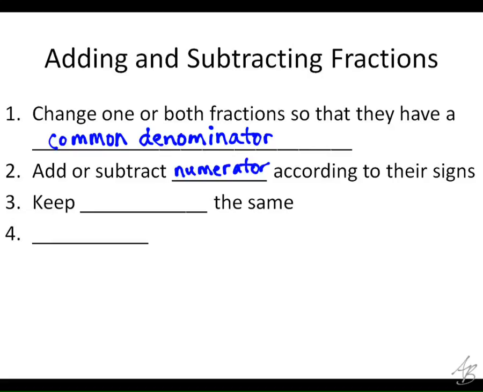Step 3 says we're going to keep something the same. What stays the same? So we add or subtract the numerator. The denominator stays the same. And then anytime we're working with fractions and we get a fraction for our answer, this is the last thing we're going to do. We're going to check to make sure that we can't do what? Simplify. Or some people like to say reduce the fraction. I like to use simplify, but they all mean the same thing. So the last thing we're going to do, if we can, is simplify.